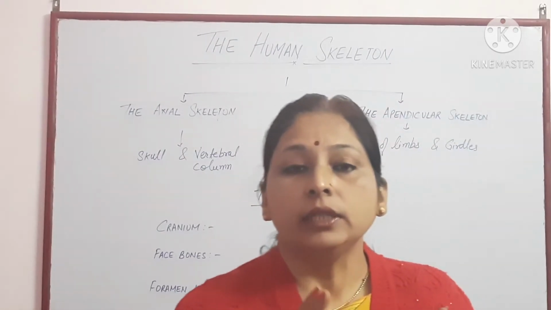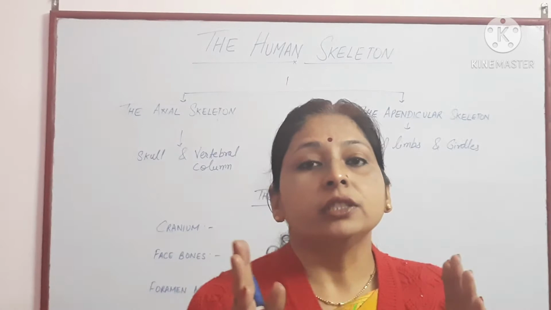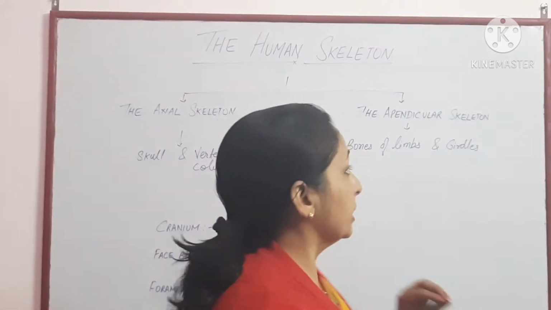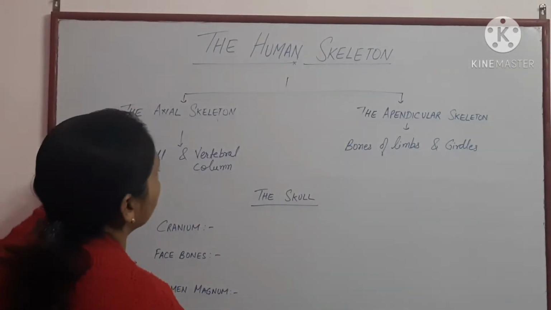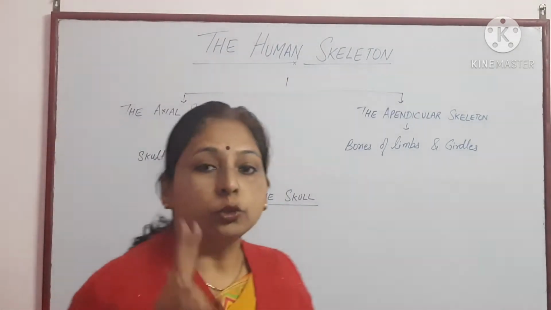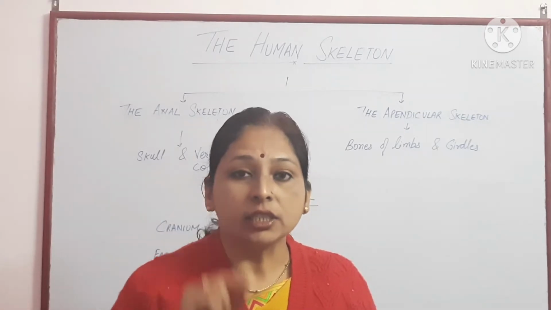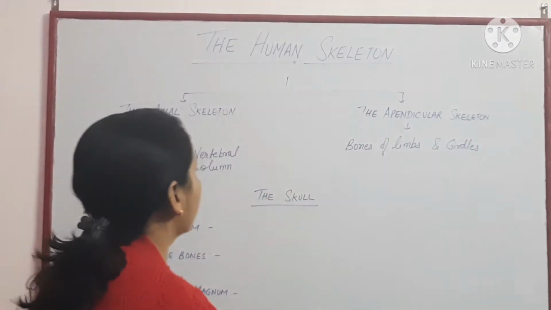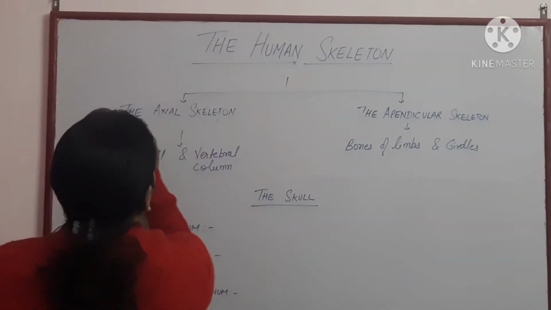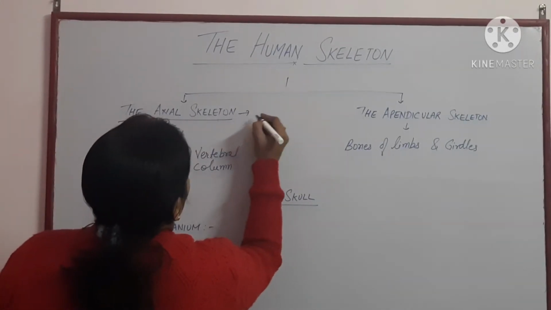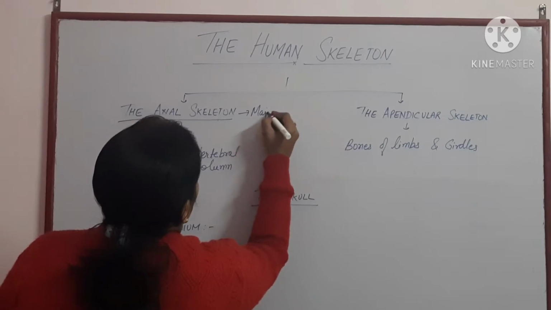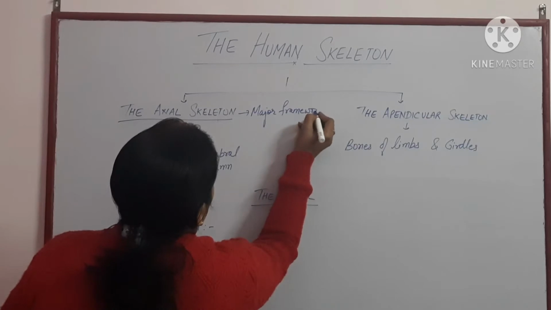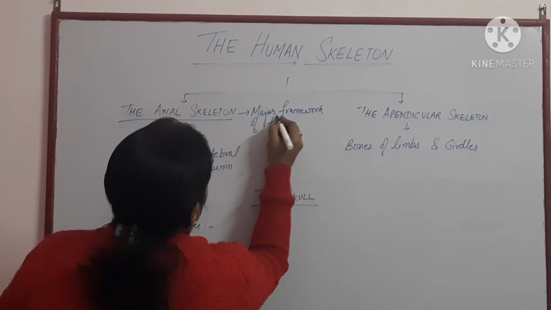Today we will discuss the major divisions of the human skeleton, and let's start with this topic, the human skeleton. It is divisible into two regions. One is the axial skeleton. Axial skeleton forms the major framework of the body. So what is the role of the axial skeleton? It forms the major framework of the body.